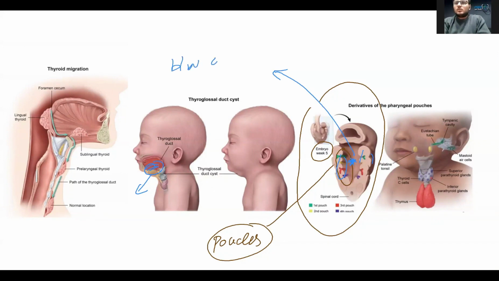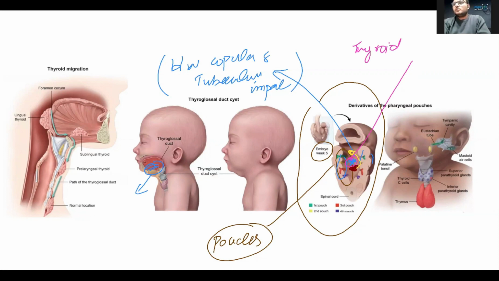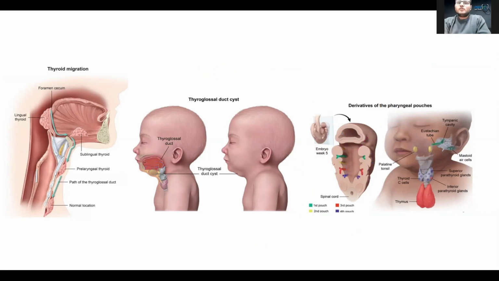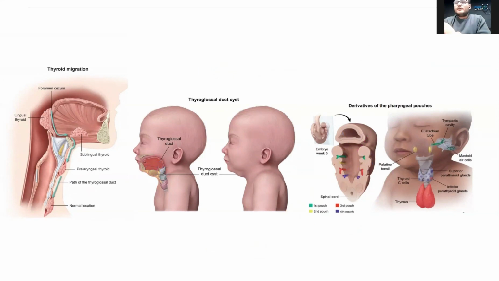If I go more deep, it is present between the copula and tuberculum impar. What are these? This is not important to remember, but you should know that there is a copula structure here, and the tuberculum impar structure is here. Between these two there is a structure, the thyroid diverticulum. This blue is thyroid diverticulum. This is from the base of the pharynx. So you should know the embryology of the thyroid.